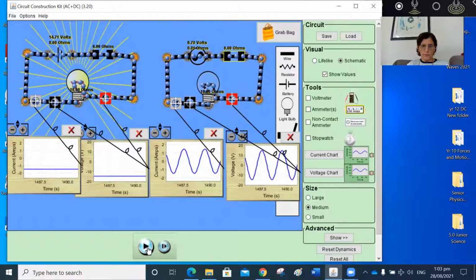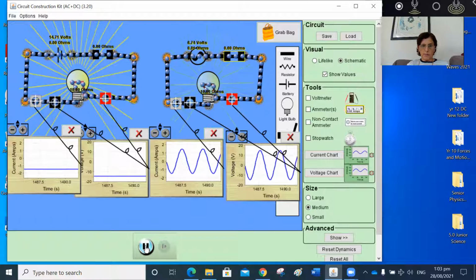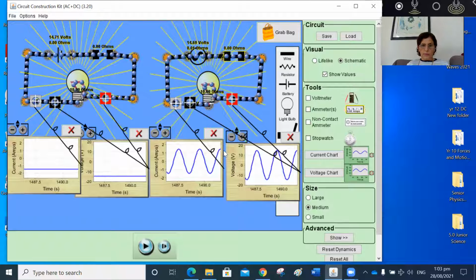I will just stop it for a while. At this point, current is 0 and the voltage is 0 and the lamp is not flashing. Let's see what happens. Now the current is maximum and the voltage is maximum and the lamp flashes. Let's do it.